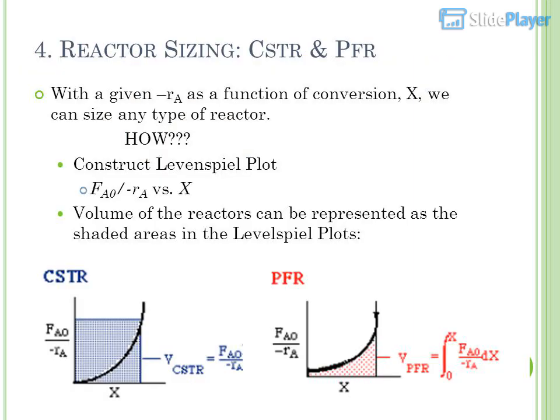4. Reactor sizing, CSTR and PFR. With a given rate r_A as a function of conversion X, we can size any type of reactor. How? Construct a Levenspiel plot of F_A0 over minus r_A versus X. The volume of the reactors can be represented as the shaded areas in the Levenspiel plots.